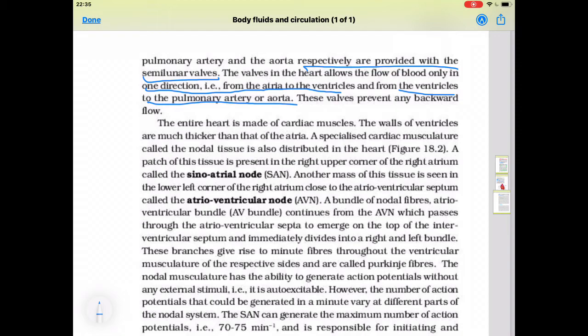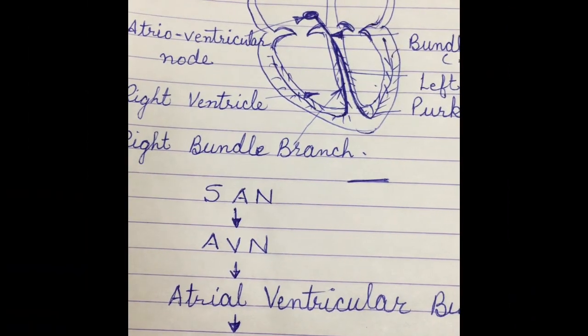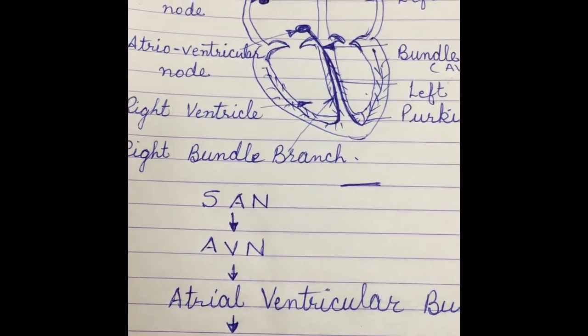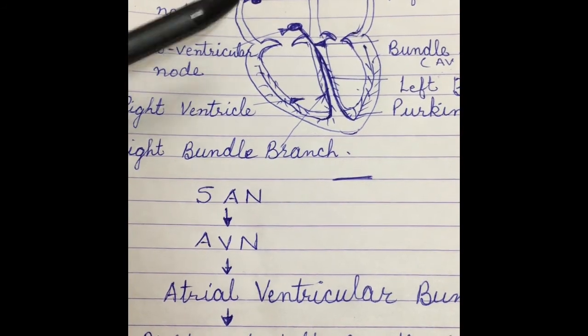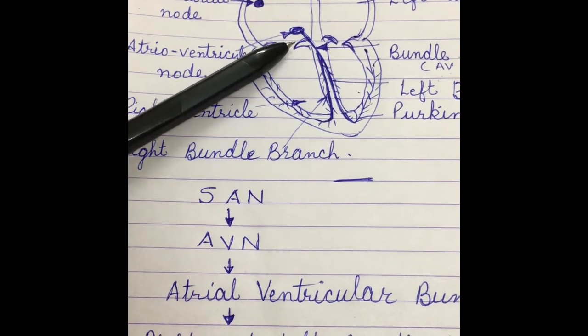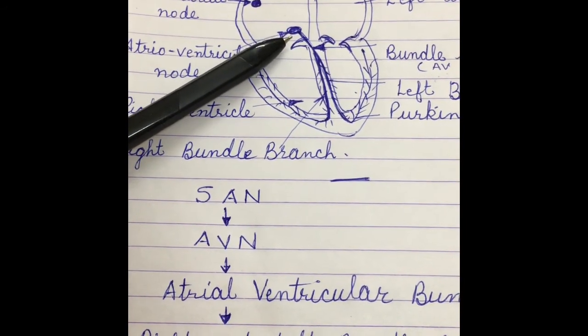The entire heart is made of cardiac muscles. The walls of the ventricles are much thicker than those of the atria. A specialized cardiac musculature called the nodal tissue is also distributed in the heart. So now I will explain to you about the nodal tissue. This is the internal structure of the heart. In the right atrium, on the right side, the sinoatrial node is present, that is, the SAN. On the left side of the right atrium, the atrioventricular node is present, that is, the AVN.